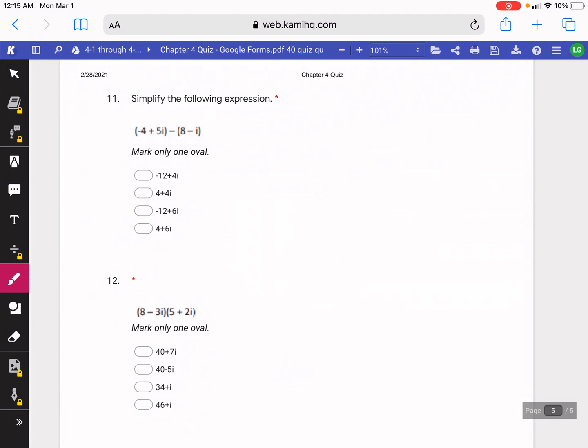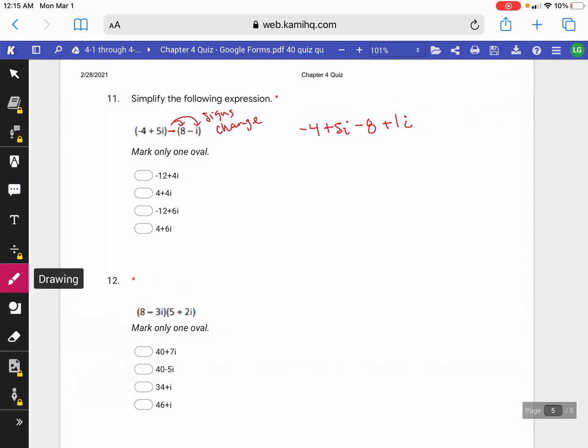Our next question is asking us to simplify, and it's subtraction. So when it's subtraction, remember you have to distribute that minus, and the signs change. So it's going to be negative 4 plus 5i, and that becomes minus 8 plus i. I'm going to put an imaginary 1 here.